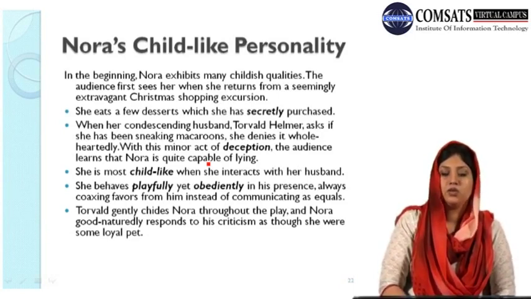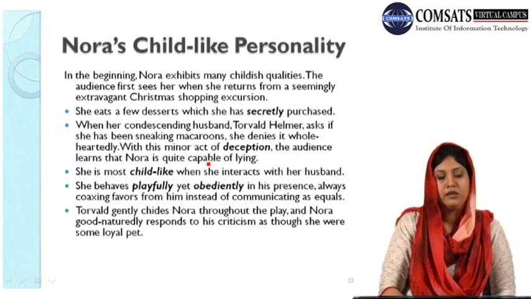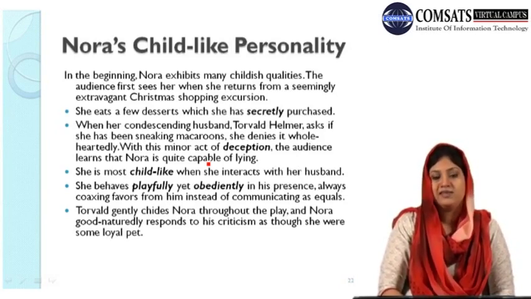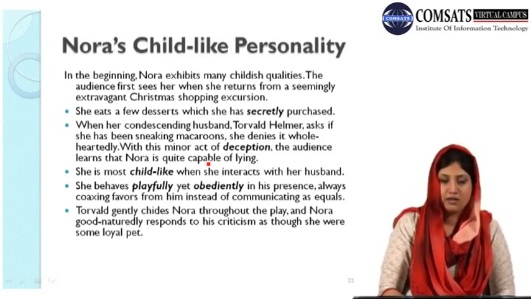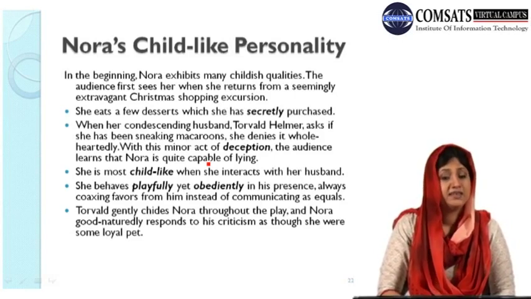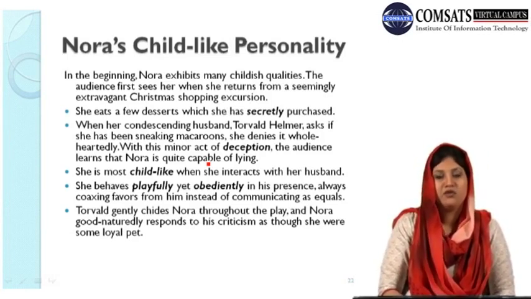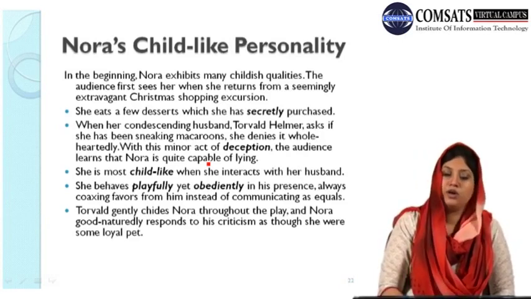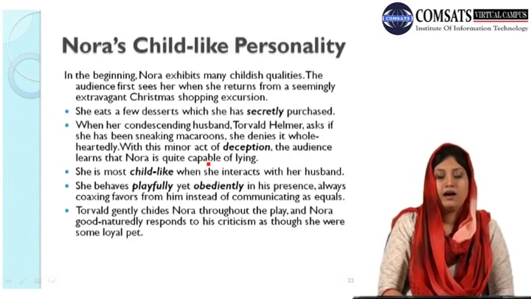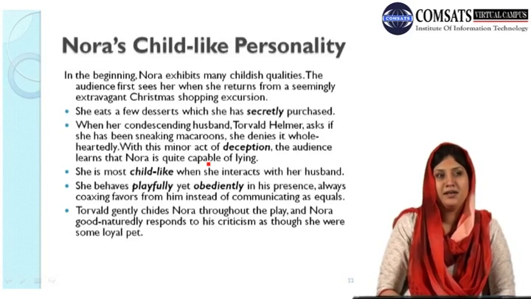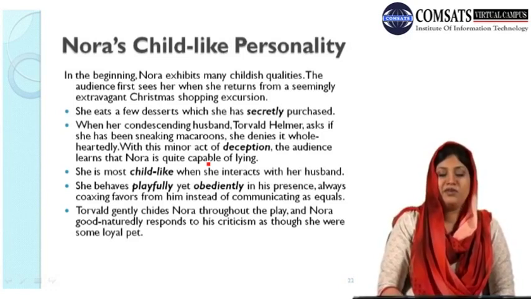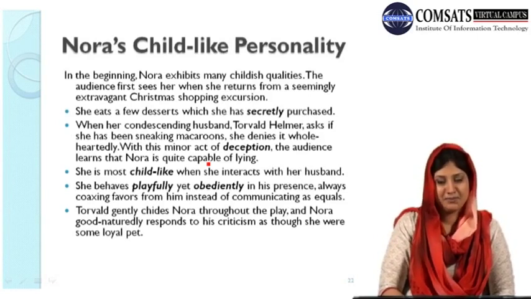In the beginning, Nora exhibits many childish qualities. The audience first sees her when she returns from a seemingly extravagant Christmas shopping exercise. She eats a few desserts which she has secretly purchased, something her husband does not like, but she does it because she likes doing it. When her condescending husband, Torvald Helmer, asks if she has been sneaking macarons, she denies it wholeheartedly. So she keeps a personality of lying where it is required. With this minor act of deception, the audience learns that Nora is quite capable of lying as well.